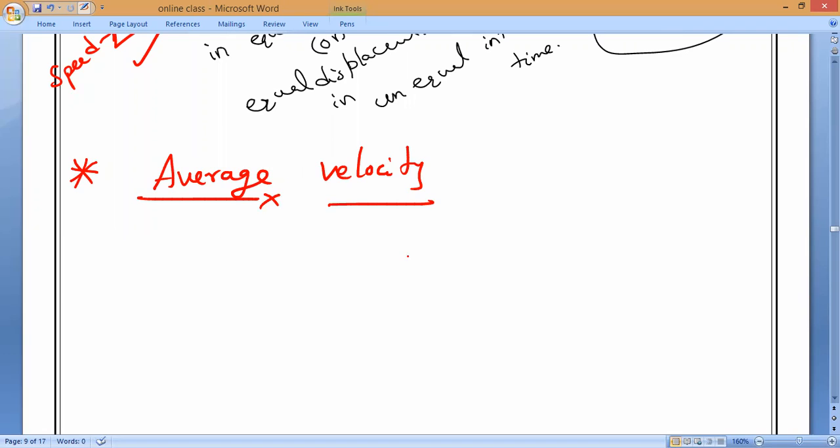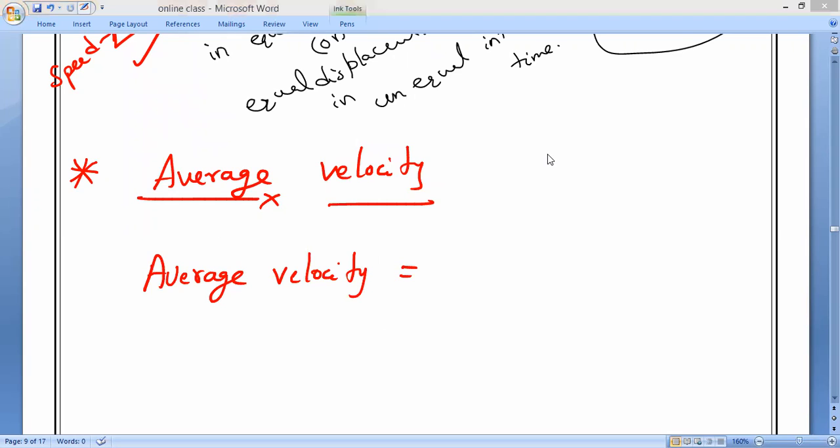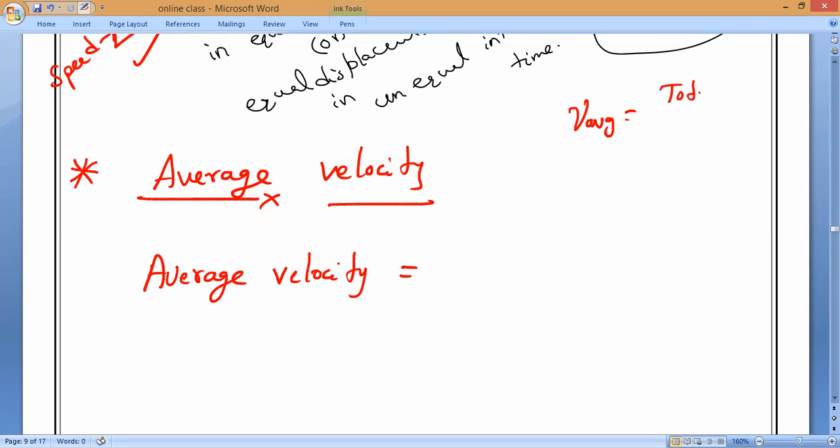Now if you take average velocity, what do you mean by average velocity? Total displacement divided by total time taken. That's all. Correct or not? Gokul, can you tell me the average speed formula? Average speed is equal to total distance divided by total time taken. That is what you have to remember.